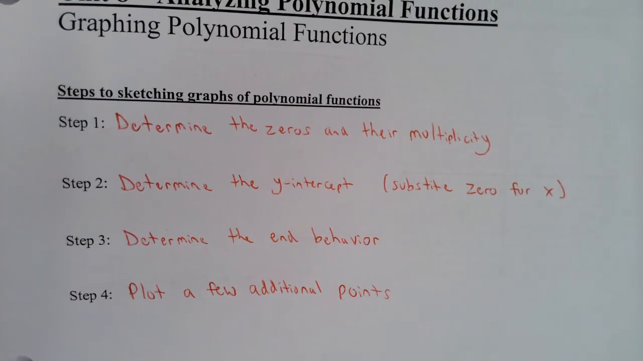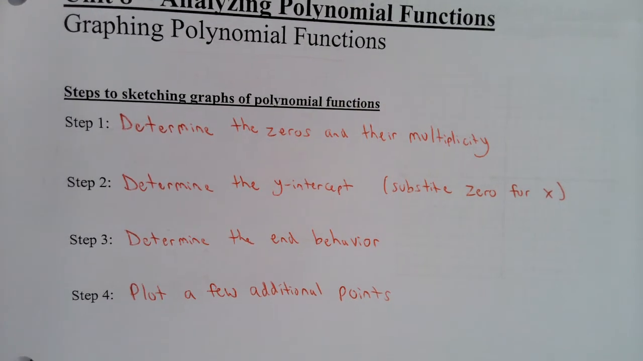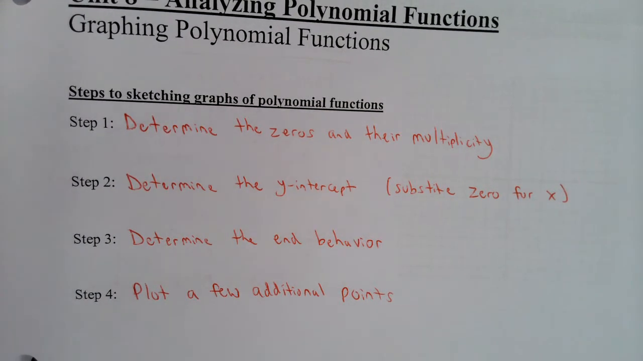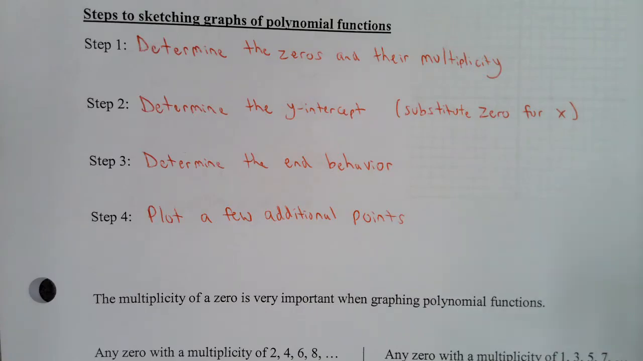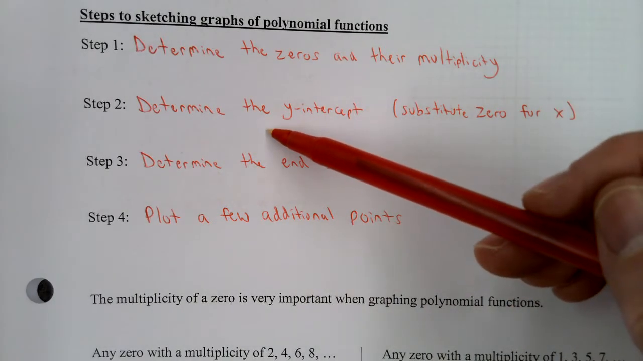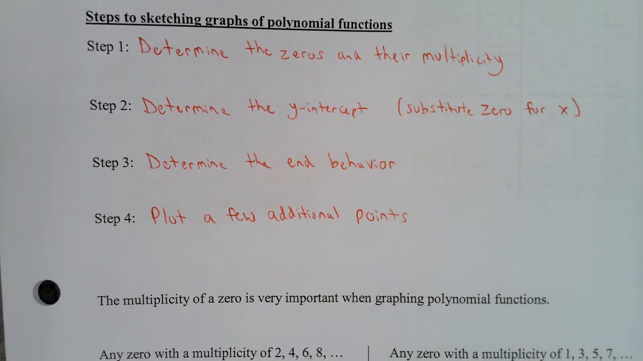Okay, so I'm trying to follow the 4 steps I gave you on the first page. We just did step 1. Now let's do step 2. Let's determine the y-intercept. I spelled that wrong, didn't I? Yeah, let me fix that. Okay, so like I was saying, let's determine the y-intercept. Substitute 0 for x. I just fixed the spelling just now. Substitute 0 for x.